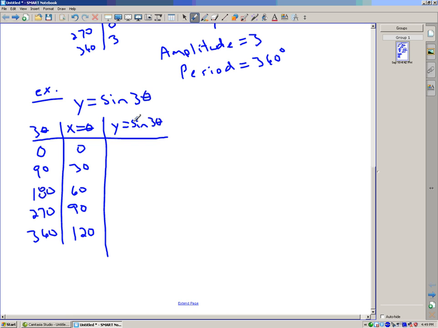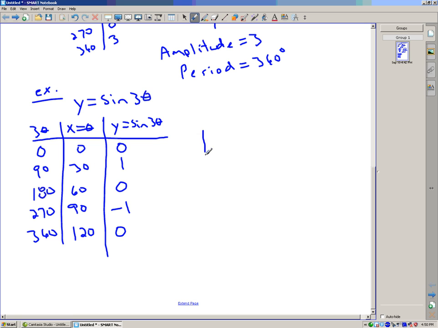Now I'm going to look back over here, the y equals sine of 3 theta. I'm just going to be using these 3 theta values before I take the sine. So the sine of 0 is 0. The sine of 90 is 1. The sine of 180 is 0. The sine of 270 is -1. And the sine of 360 is back to 0.